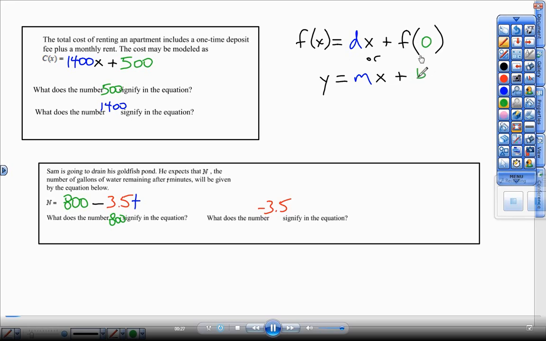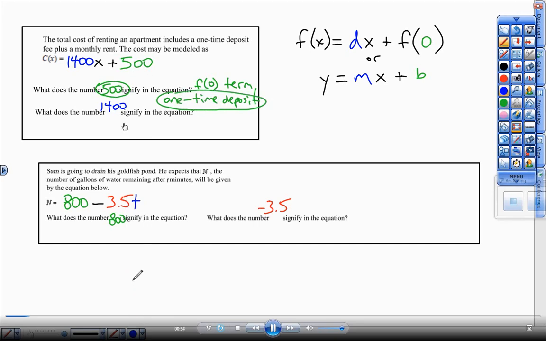They're the same. So this first one, the 500 is not attached to the x. If it's not attached to the x and it's just a free number there, that is the 0 term. If this was zeroed out and there was nothing here, you would still owe 500. So the 0 term, the y-intercept, the f of 0 term, or the one-time deposit, that's what that is, how much you're spending before you start paying rent.